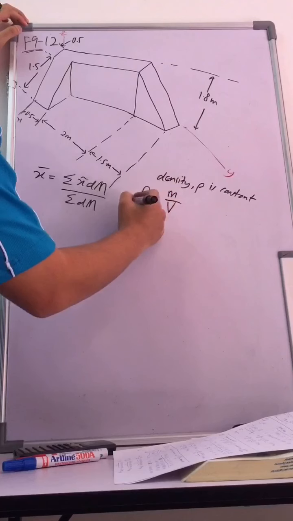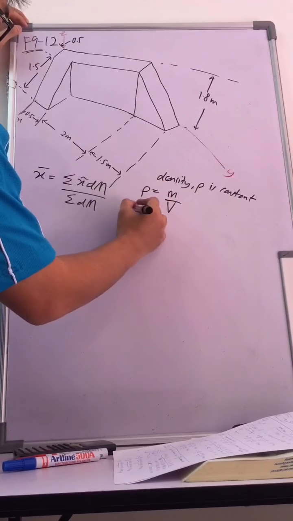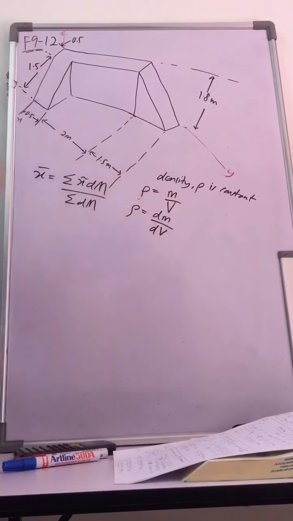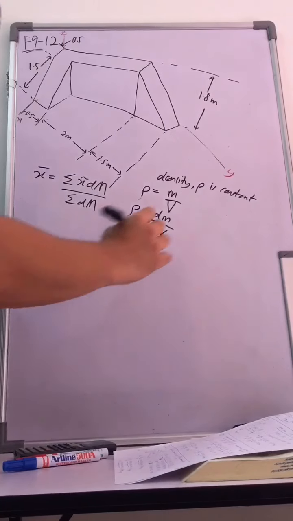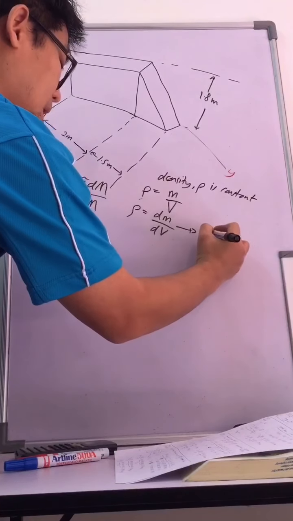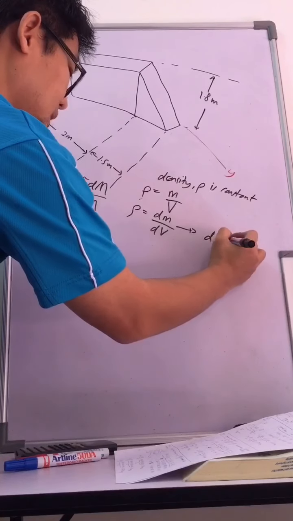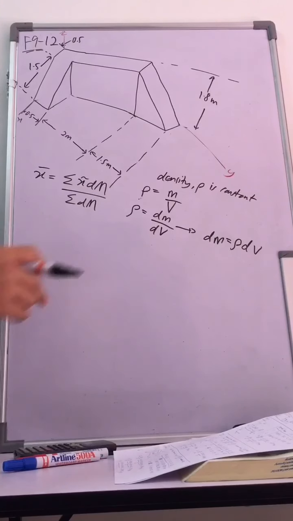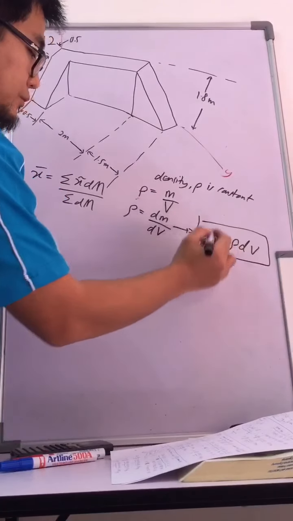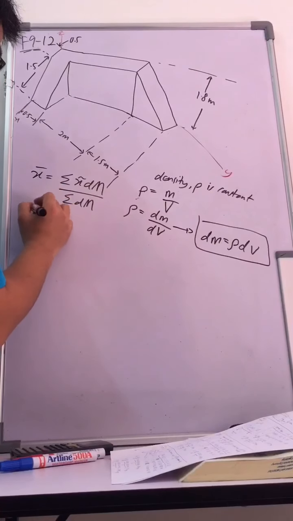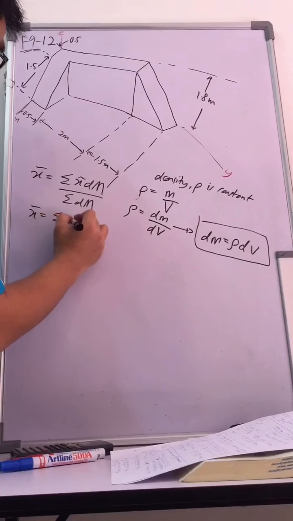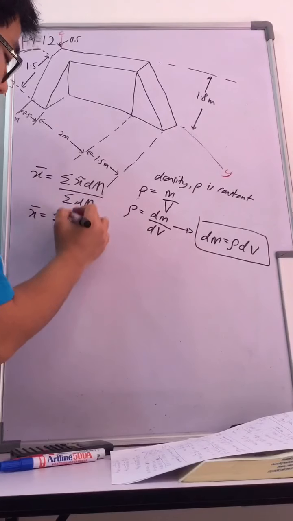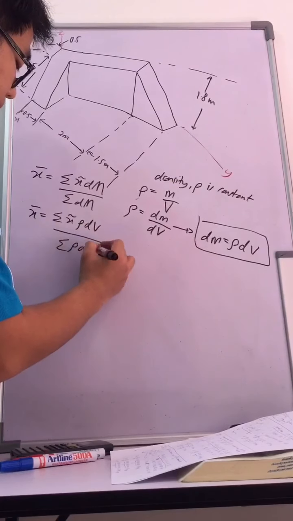So you have constant density, but if you have differential mass and differential volume, you can rearrange this. Now you have dm equals rho dV. Why rearrange like this? Because you can put it here. So your x bar will be the summation of x tilde, dm is rho dV, over the summation of dm, the summation of rho dV.